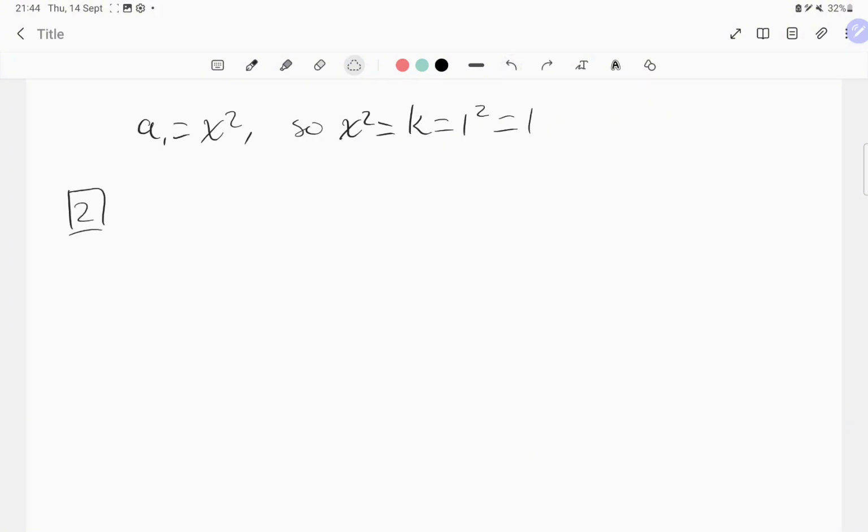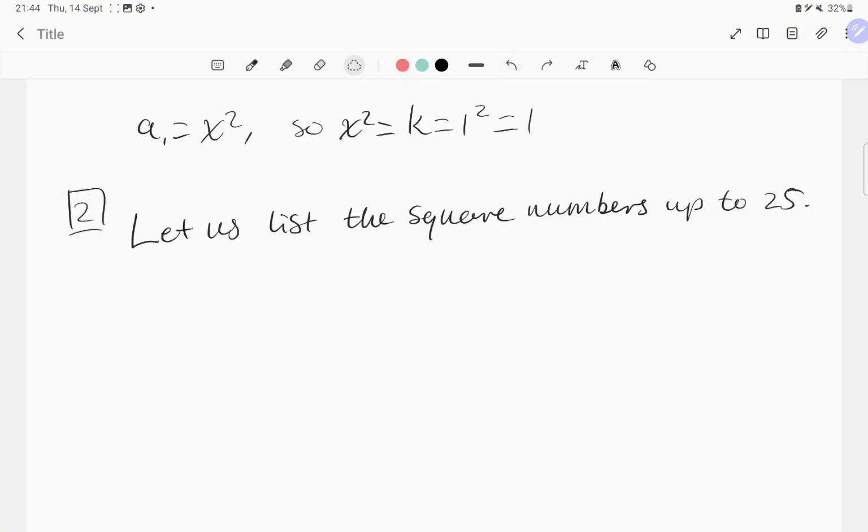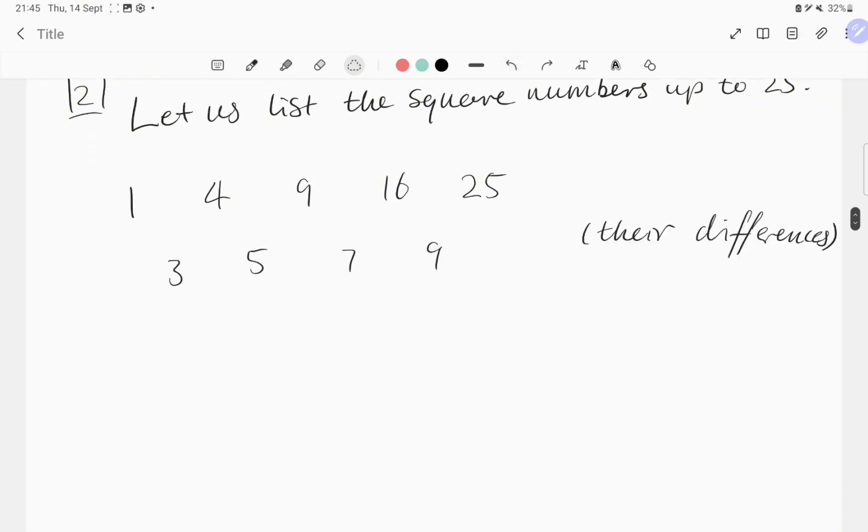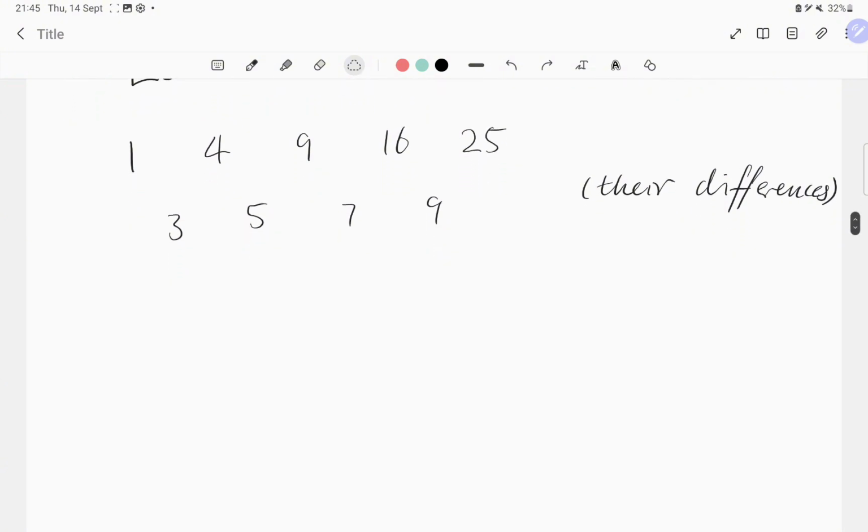Now, let's look at the second solution. We'll start by listing square numbers up to 25. Why we're doing it up to 25 will become obvious later. Now, the square numbers are 1, 4, 9, 16 and 25. And their differences are 3, 5, 7 and 9.